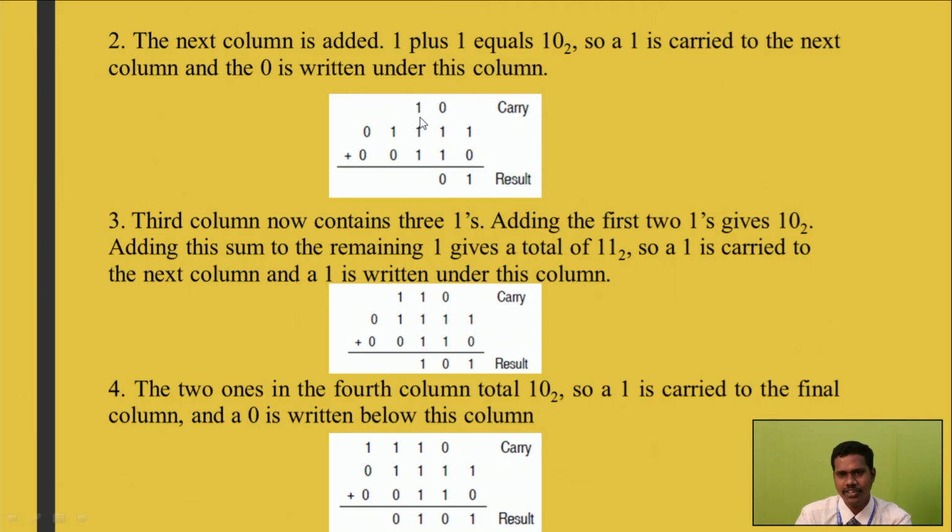Again we have three ones. For the three ones, we add the carry and the first digit 1, and the result is added to the further one. So the result gives 1 1.